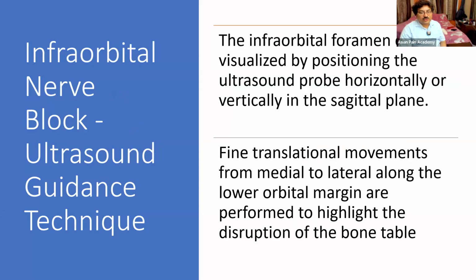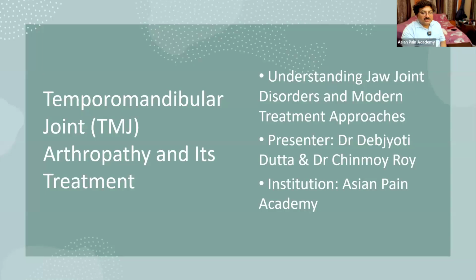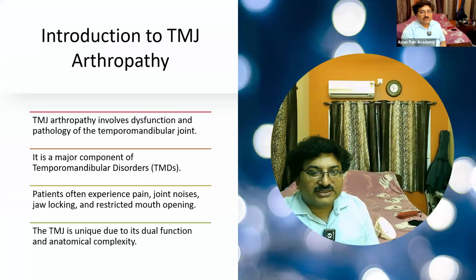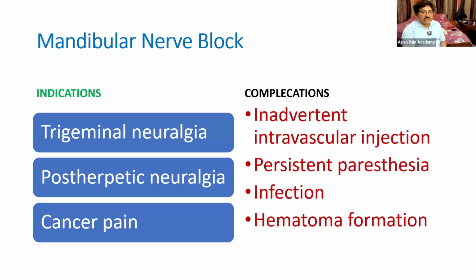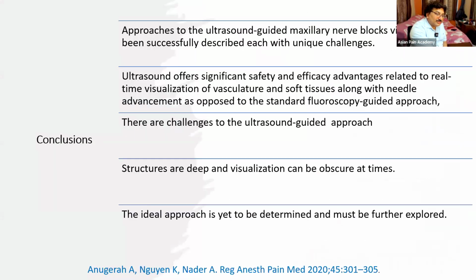The infraorbital foramen can be visualized just below the orbit with the ultrasound probe placed horizontally and vertically in the sagittal plane, and with fine translational movement from the medial to lateral along the lower orbital margin, we can find the bony gap in between. Along with that, we can go for the branch block. Next we'll be seeing these two branches, then we'll go for the mandibular division block. So let us go for blocking the maxillary and the mandibular division.